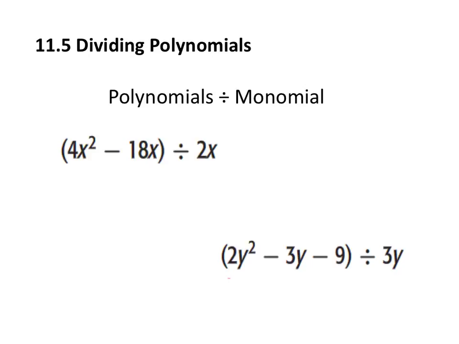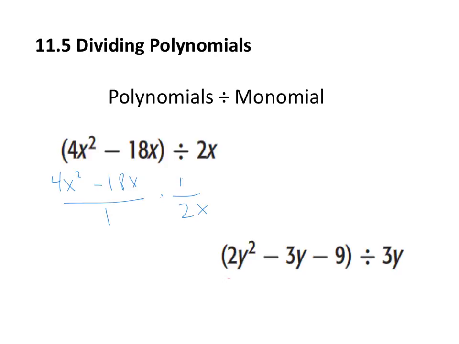Let's look at a polynomial divided by a monomial. So here I have 4x squared minus 18x divided by 2x. I can rewrite this as 4x squared minus 18x over 1 times 1 over 2x. And really, all I'm doing is flipping the second fraction when I divide fractions.